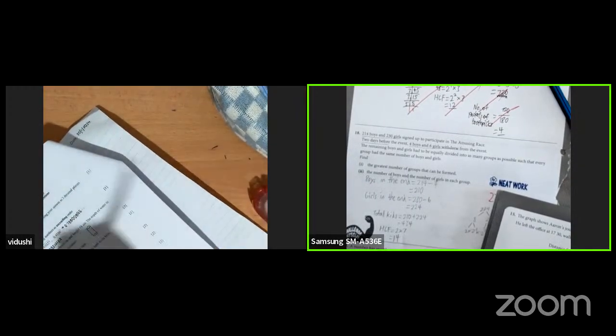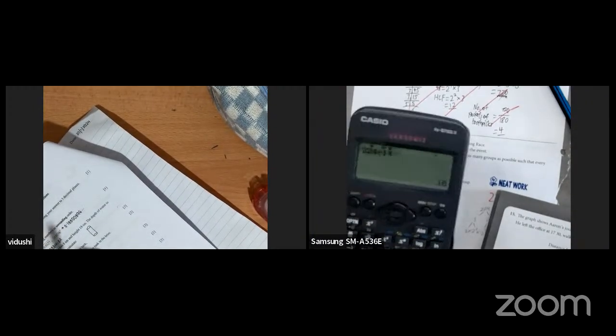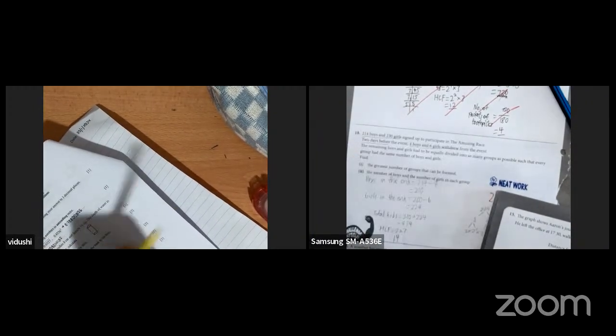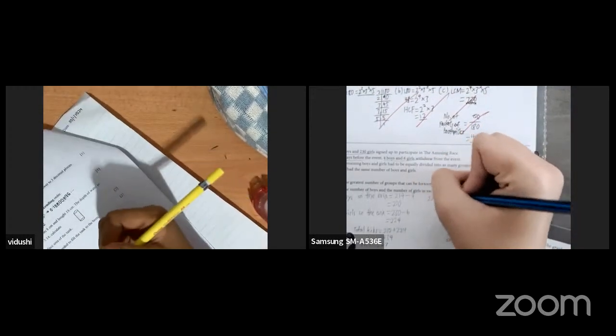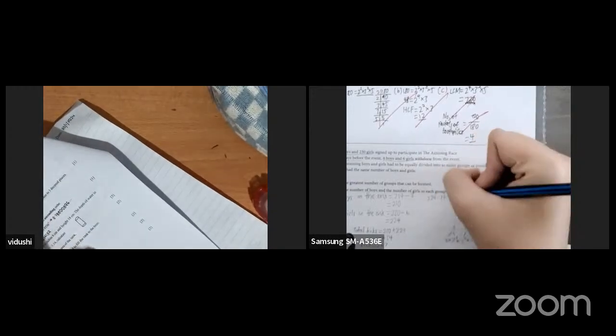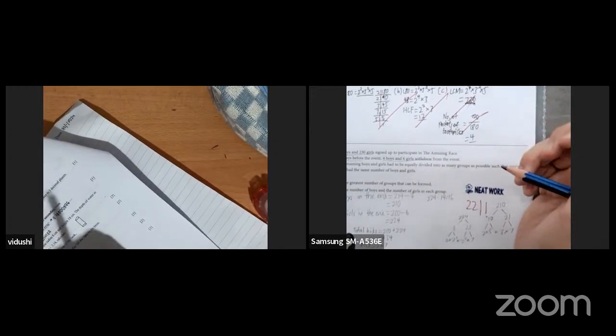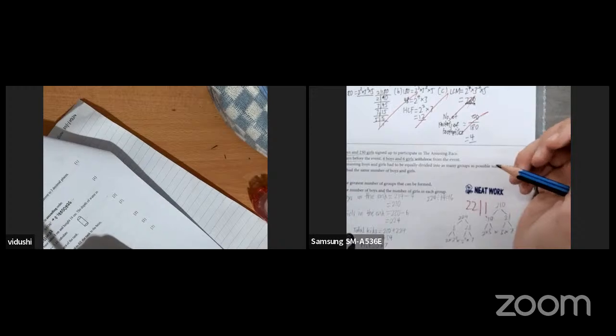224 divided by 14, right? Because it's a factor, it's 16. Okay, you write that down. So obviously a factor means you can divide, right? So no surprises there. 224 divided by 14 is 16. You write that down. And this has something to do with the girls, correct?